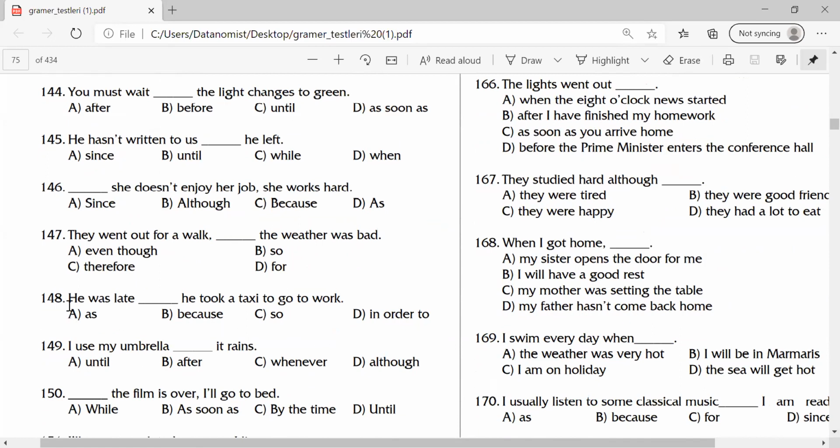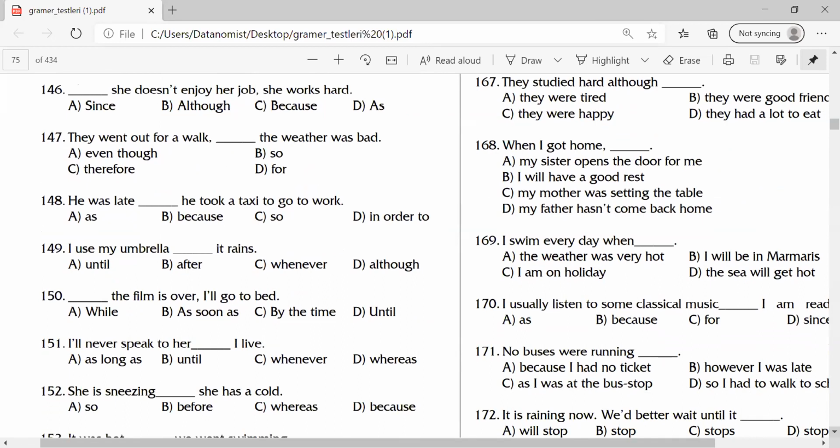Now see the connection here. I'll just pick some. He was late, dash, he took a taxi to go to work. What is the right connection? He was late as he took, because he took a taxi. So in order to. Okay, so he was late. That is the reason he took a taxi to go to work. I use my umbrella, dash, it rains. Until it rains, after it rains, whenever, although, whenever.